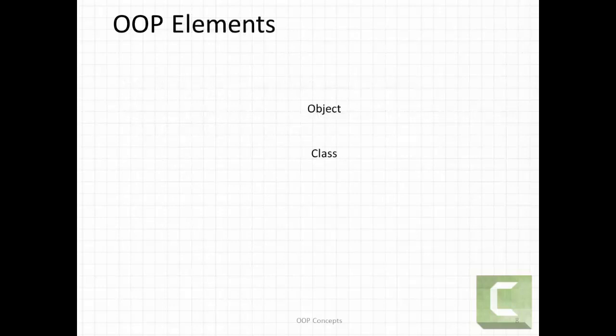Elements. OOP has two main elements: one is class, one is object. Everything inside OOP moves around these two elements, object and class.